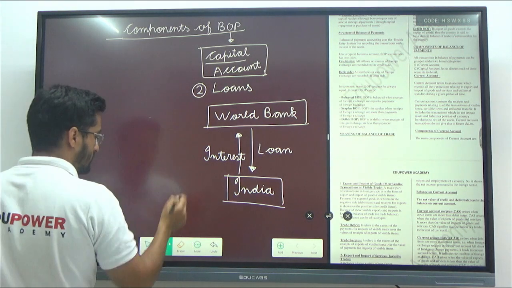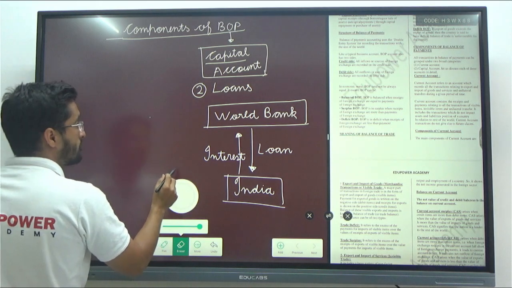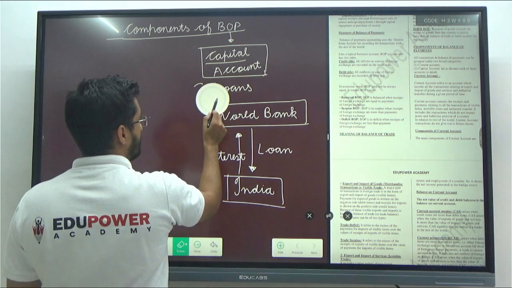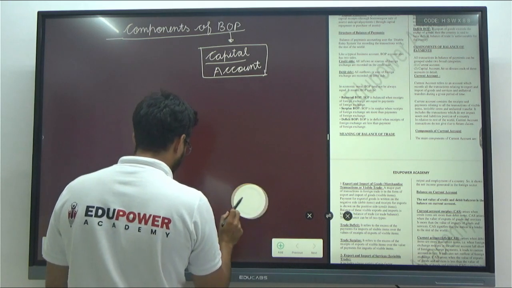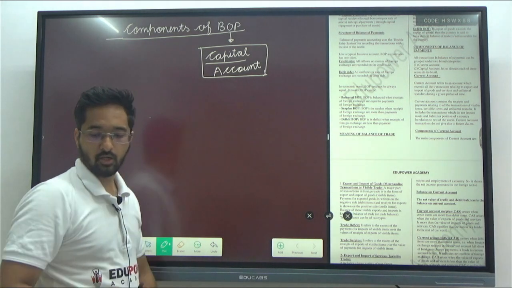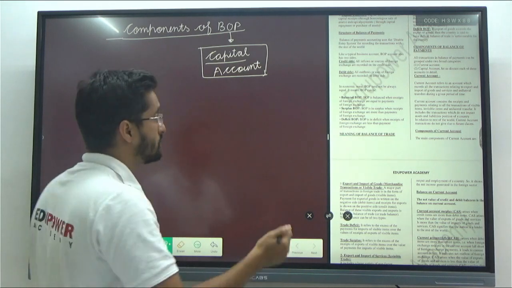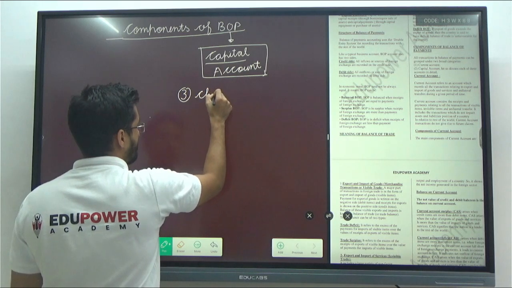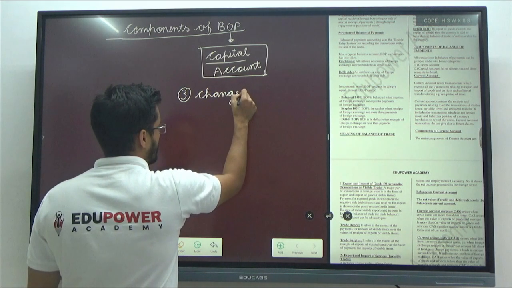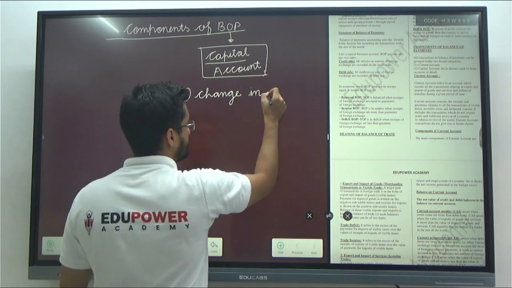Now, the second head is done. Third is change in reserves. The third head is change in reserves, capital account. There are three heads in it. Change in reserves.